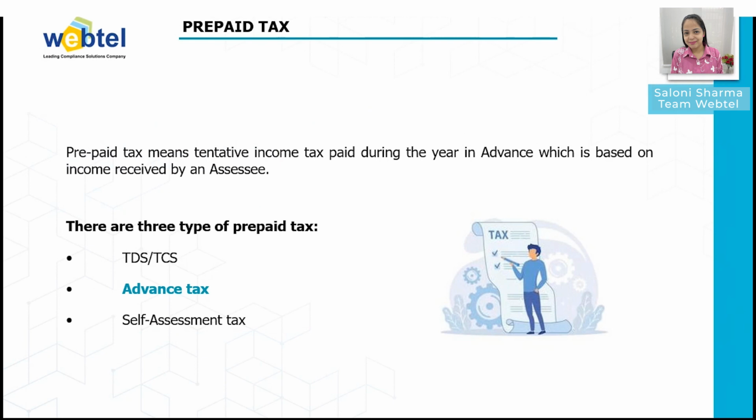Basically, prepaid tax means tentative income tax paid during the year in advance, which is based on income received by an assessee. Or you can say when an assessee pays the tax in advance, then it would be considered as a prepaid tax. And there are three types of advance taxes. First one is TDS and TCS, second advance tax, and the third one is self-assessment tax.